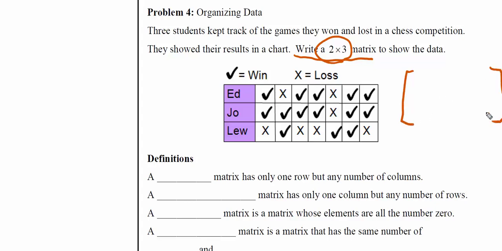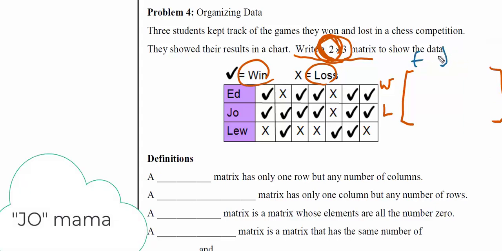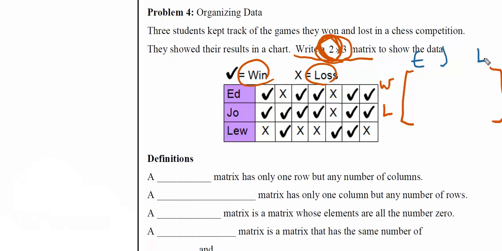Now if you think about the 2 rows and we look at this table right here, well, what would give us 2 options? You would note that there's a win and a loss. So your first row would represent wins and your second row would represent loss, which means that your 3 columns would represent each of the 3 people, Ed, Joe, and Lou.